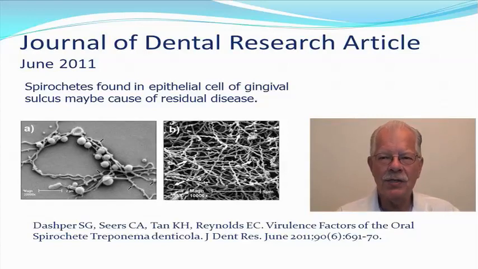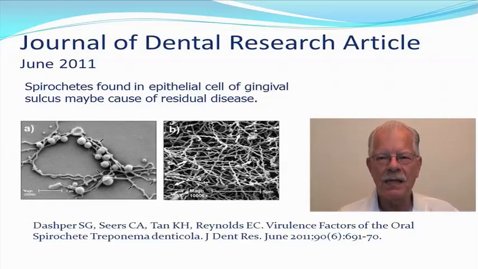With scanning electron microscopy, he conjectures that the spirochetes do form these spore-like forms, what we call granular forms, found at high power in the epithelial cells of the gingival sulcus, and that this is the reason why we have difficulty in treating periodontal disease. Because if you don't get the spores from the epithelial lining, it just repopulates the gingival sulcus.